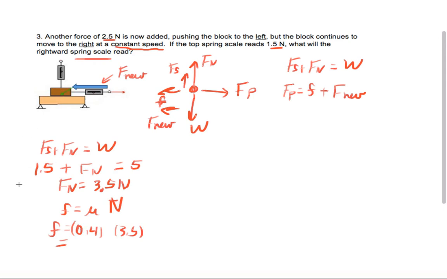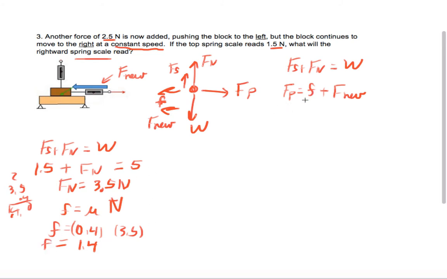So let's just do that math. 3.5 times 4 is 2. 3 times 4 is 12, which is 14. And I seem to be getting 1.4 newtons worth of force. Yep. So 1.4 newtons is what I'm getting for the friction force.